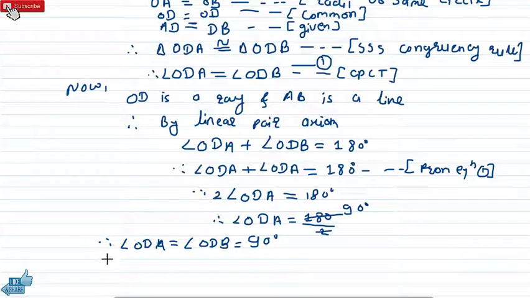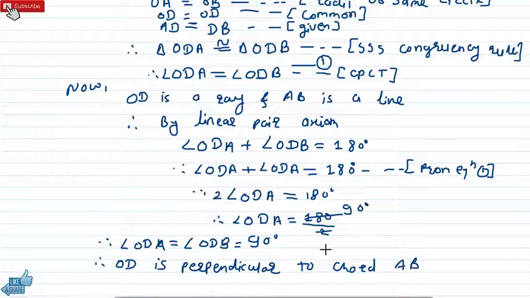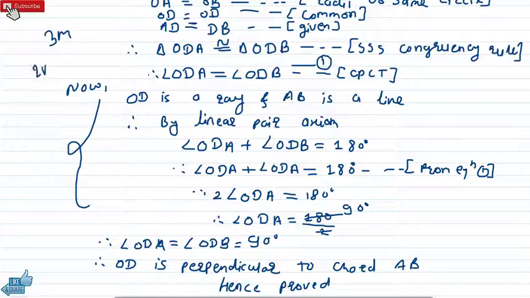Therefore OD is perpendicular to chord AB. Now you can write hence proved. If you did not solve this part, that is the linear pair axiom, and show the angle of 90 degrees, and this theorem comes for 3 marks, then you will get only 2 marks. 1 mark you lost due to your own mistake.